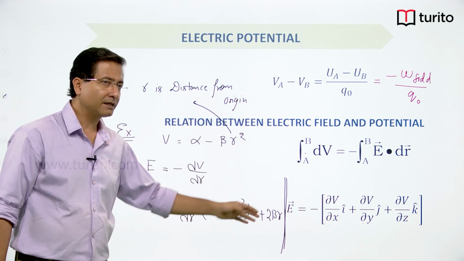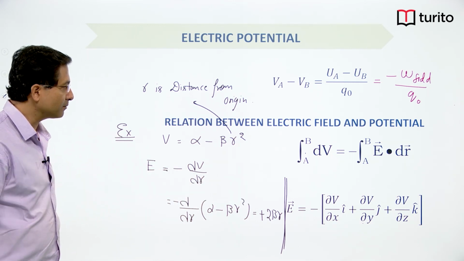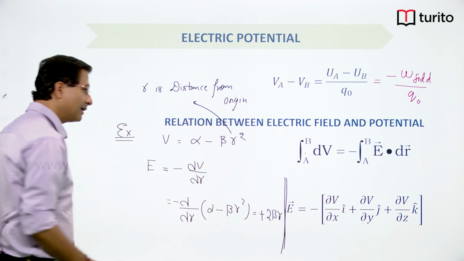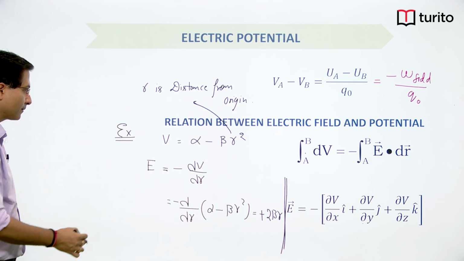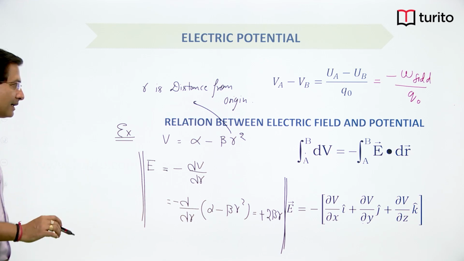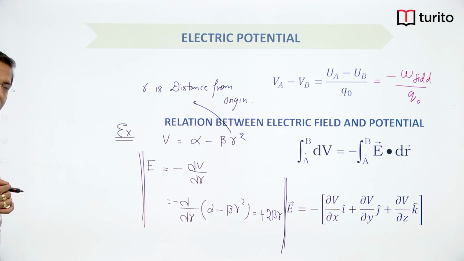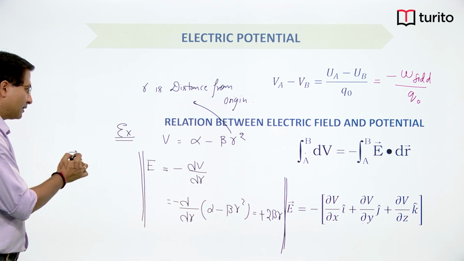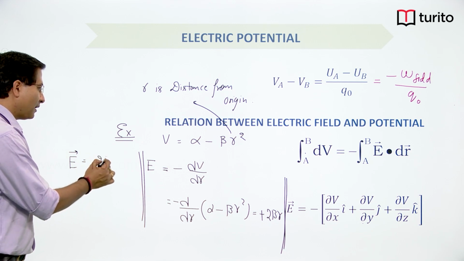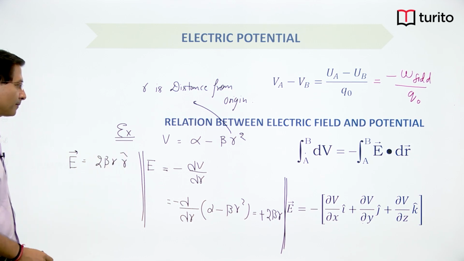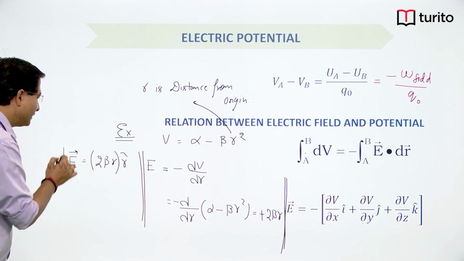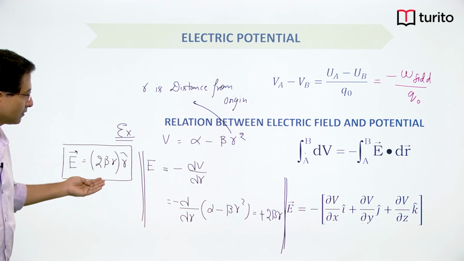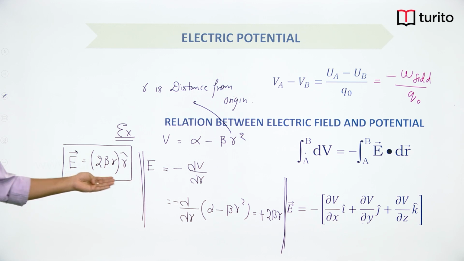E is equal to plus 2 beta r. What does that mean? That we are getting magnitude only and we can convert this into vector. So, if I want to get this in vector form, E vector can be written 2 beta r cap. So, adding the direction will give me E in vector form, right. So, I hope this one is also clear.